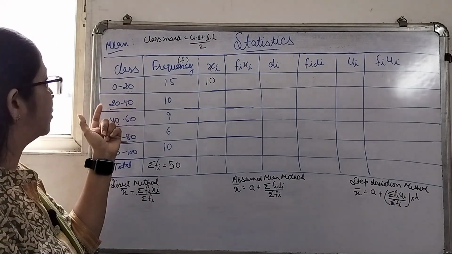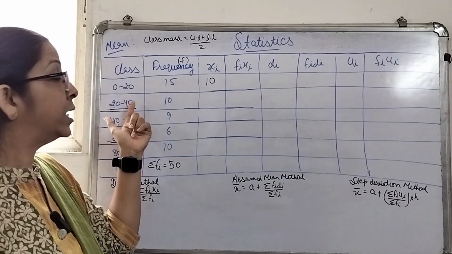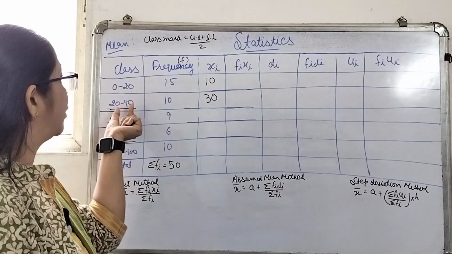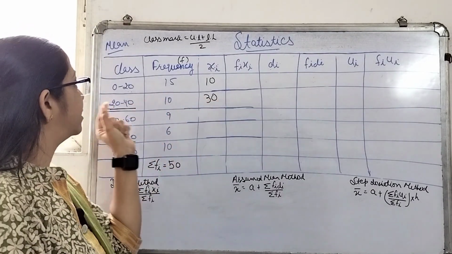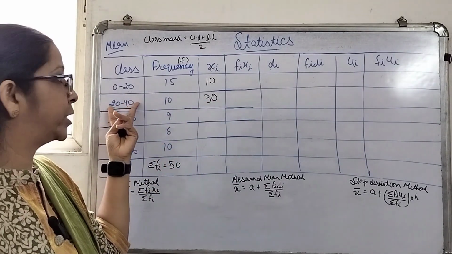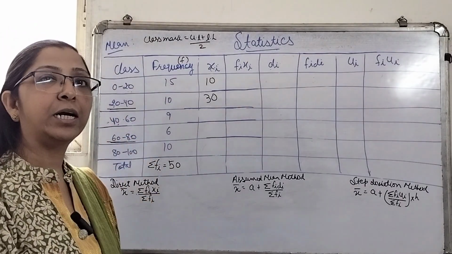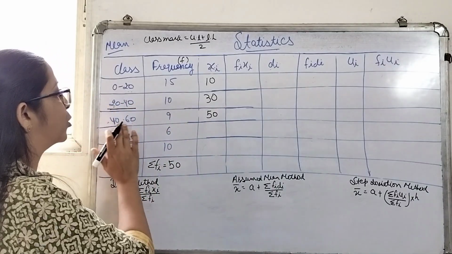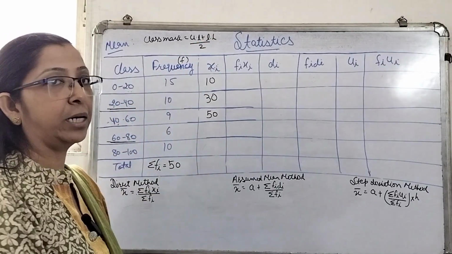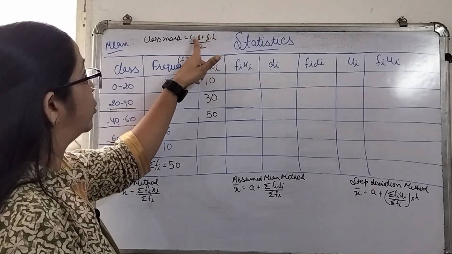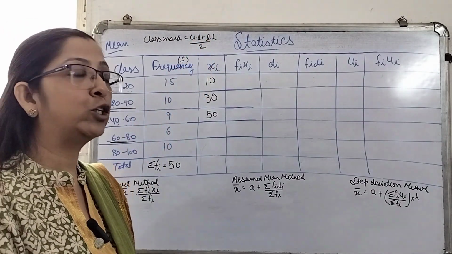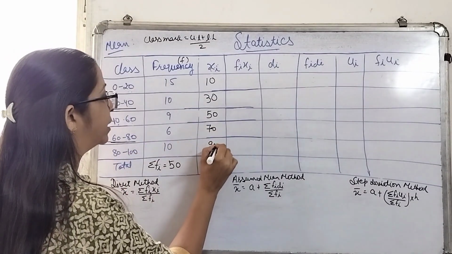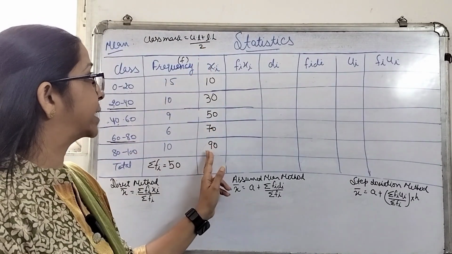Similarly, for this class interval, 20 plus 40 will be 60, and 60 divided by 2 will be 30. That means 30 is the midpoint of this, or this is representing the whole class interval of 20 to 40. Similarly, 40 plus 60 will be 100, and 100 divided by 2 will be 50. So 50 is representing this whole class interval. So this is your class mark. We can find its value by adding the lower limit and upper limit and dividing it by 2. Similarly, for this it will be 70. For the next class interval it will be 90. So these are the values of xi's.